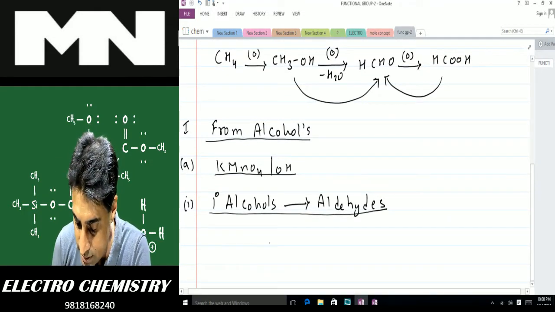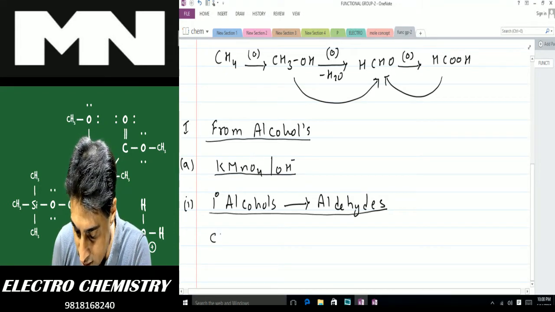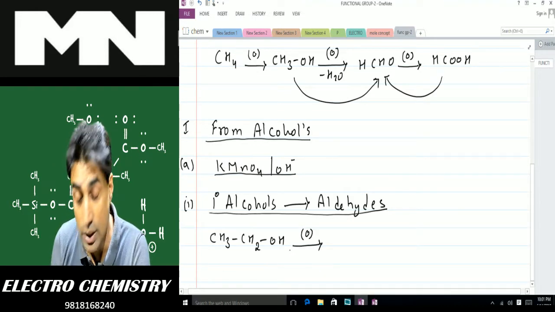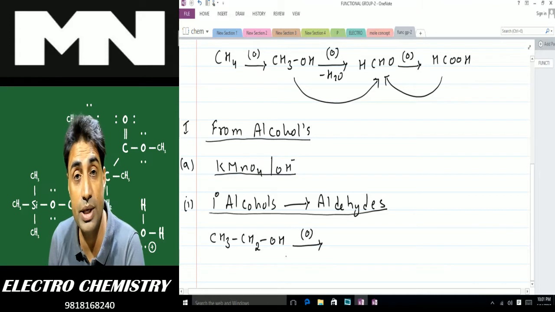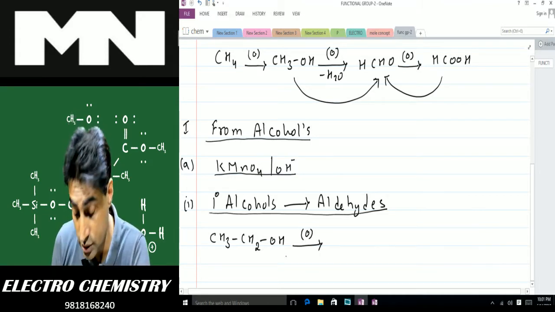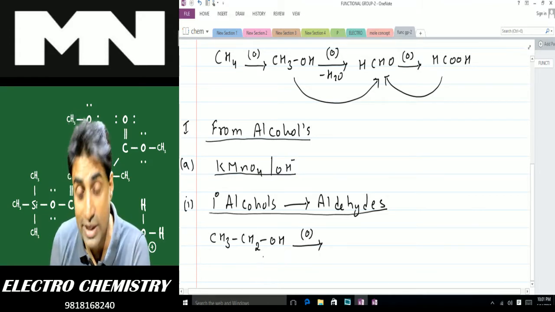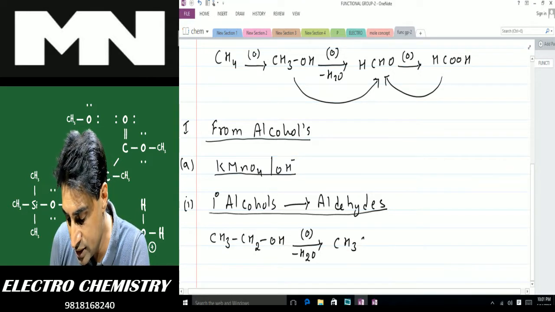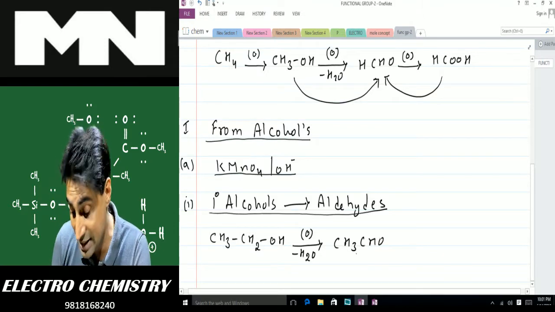Now suppose here I have a compound like CH3CH2OH. It is undergoing oxidation by KMnO4. As I told you, oxidation is simply either addition of oxygen or removal of hydrogen. So from this compound it will take out two hydrogens that will combine with oxygen and come out as H2O. I will get the compound CH3CHO, that is ethanal.